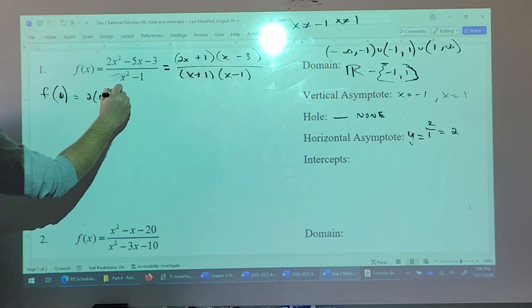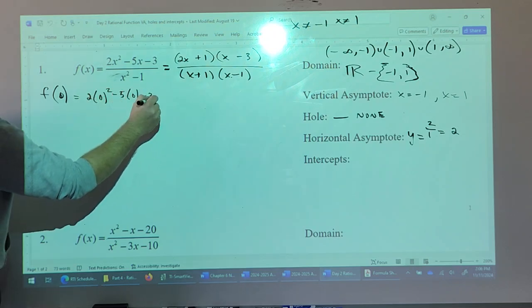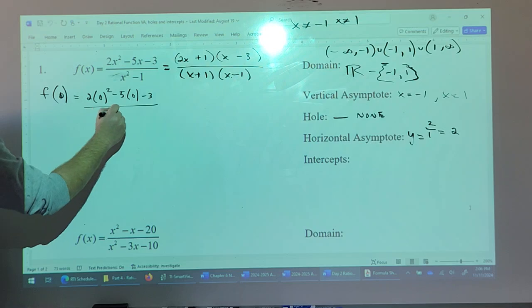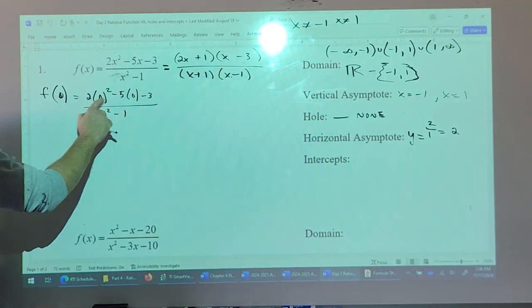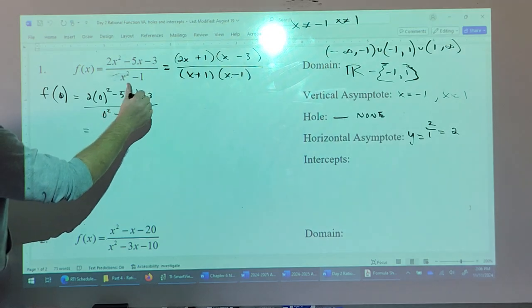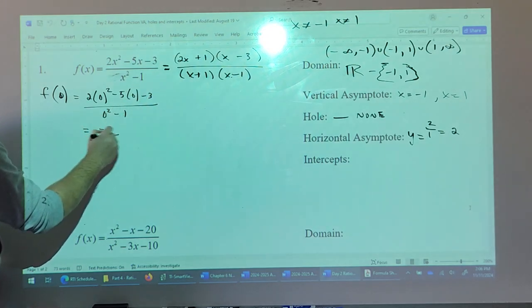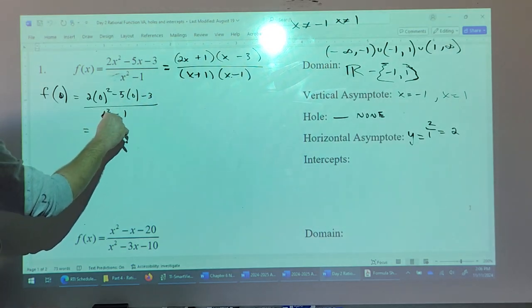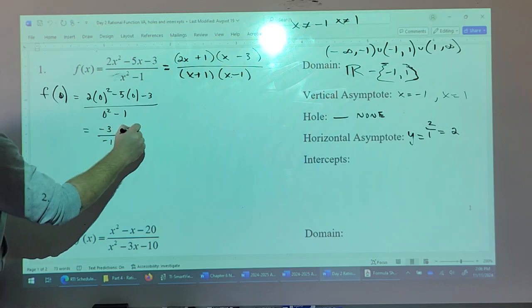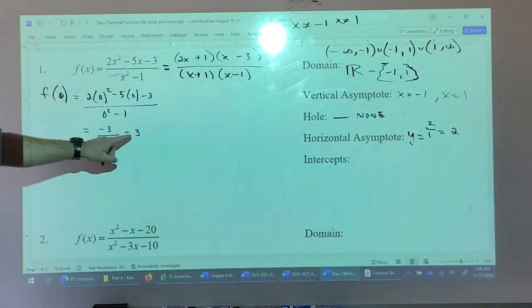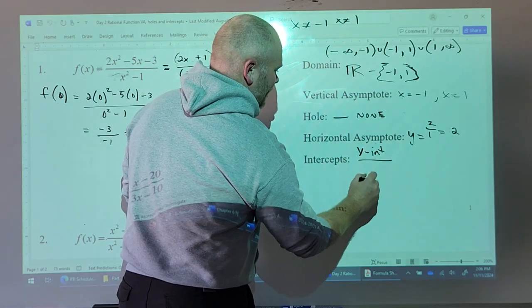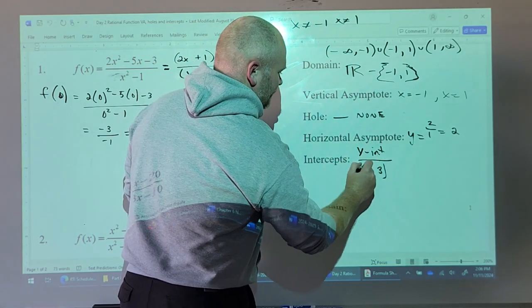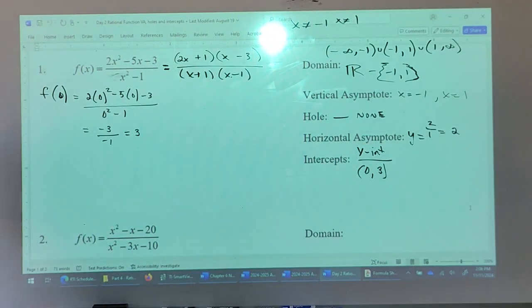Okay. Now once you see what's going on here, if you don't want to show all this work, that is fine. So we're plugging 0 in, right? This is going to be 0, this is going to be 0, it's just going to be -3. On the bottom, 0 squared is 0, it's just going to be -1. So f of 0 equals 3. So that means one of the intercepts, in particular the y-intercept, is going to be at (0, 3). Okay?